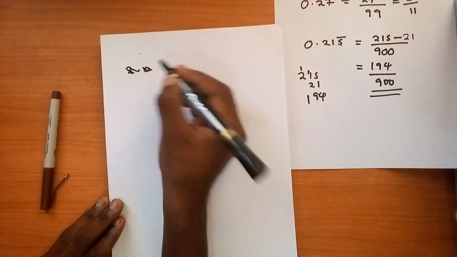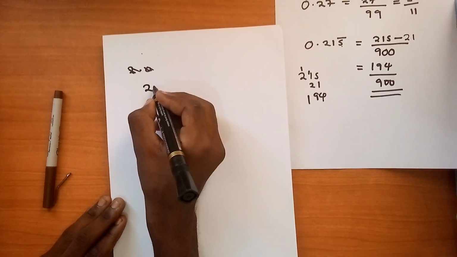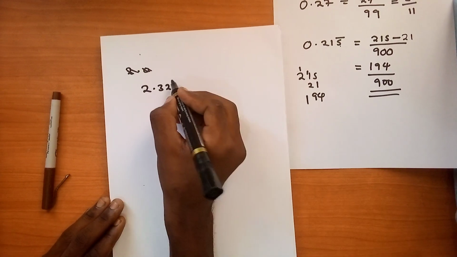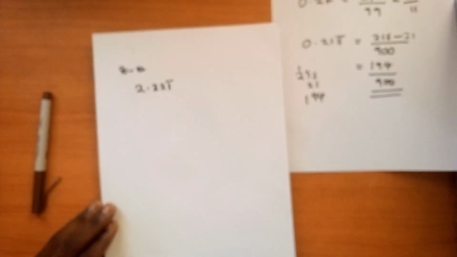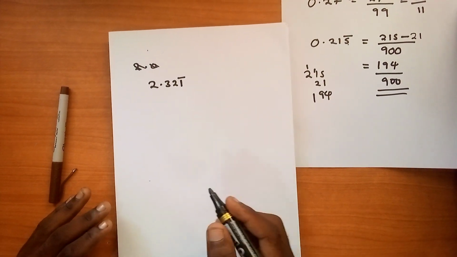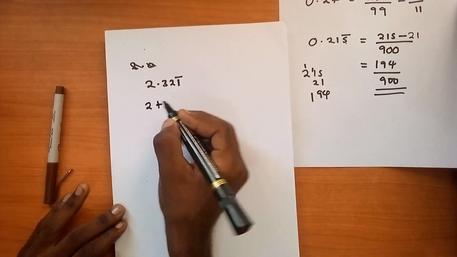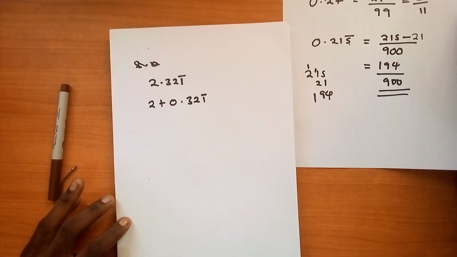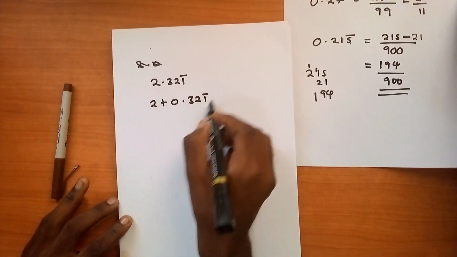Okay, let me not say 2.0. Let me simply say you've got 2.321 bar, okay, 1 is reoccurring. So realize that whenever you've been given such type of a number, it simply means you've got 2 plus 0.321 reoccurring. Okay, yeah, so what you're going to do is you're going to work out this.